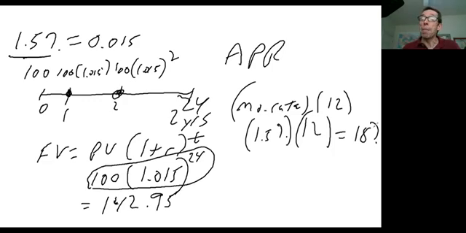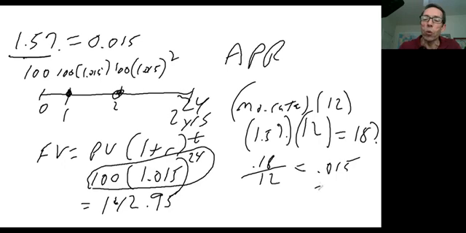So how do you get that monthly rate? Well, it's really easy. You just take the 18%, 0.18, and you divide it by 12, and that's going to give you 0.015, which is equal to 1.5%. So the monthly rate is 1.5%.